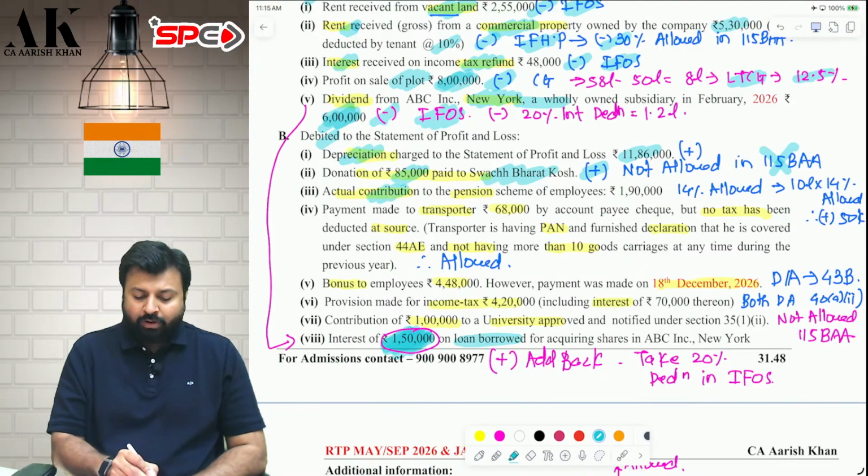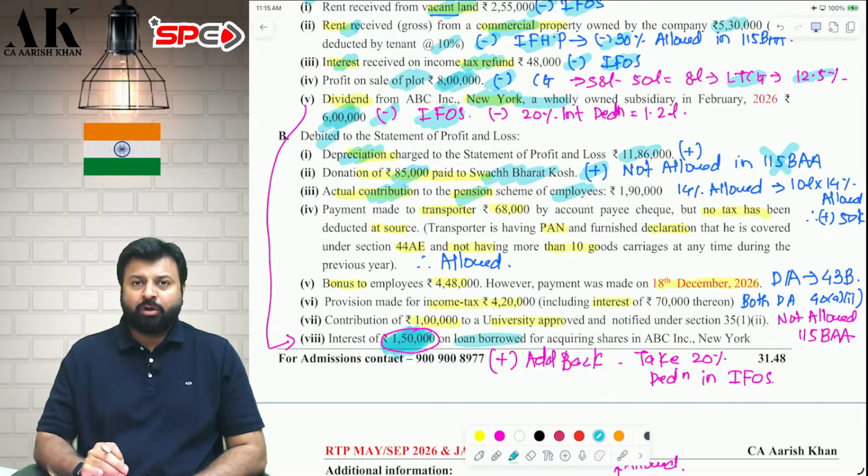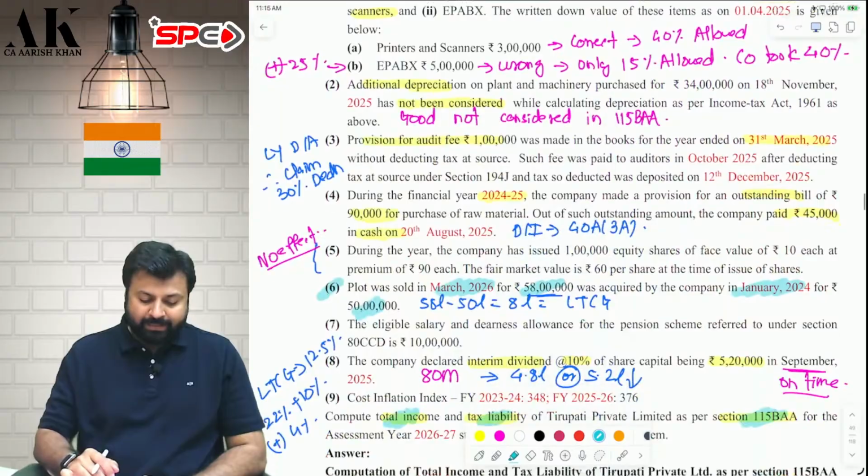Next, you are contributing some pension for your employees. Now, if an employer contributes pension for employees, is the employer eligible for deduction? The answer is yes. How much? 14% of basic salary plus dearness allowance in terms. Now, what is the basic salary plus dearness allowance in terms?